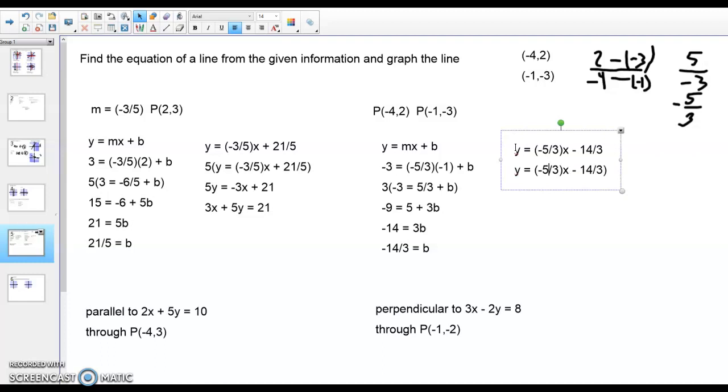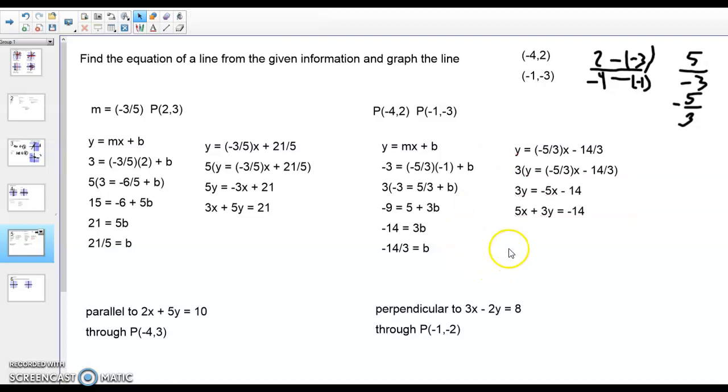I'm going to multiply everything by 3 to get rid of my fractions. And we're going to get 3y equals negative 5x minus 14. And when I add 5x to both sides, my answer is 5x plus 3y equals negative 14. And that's my answer in standard form. You can check with either point. 5 times negative 4 is negative 20. 3 times 2 is 6. And negative 20 and 6 is negative 14. Or 5 times negative 1 is negative 5, 3 times negative 3 is negative 9, negative 5 and negative 9 is negative 14. So it should work out on every single level.